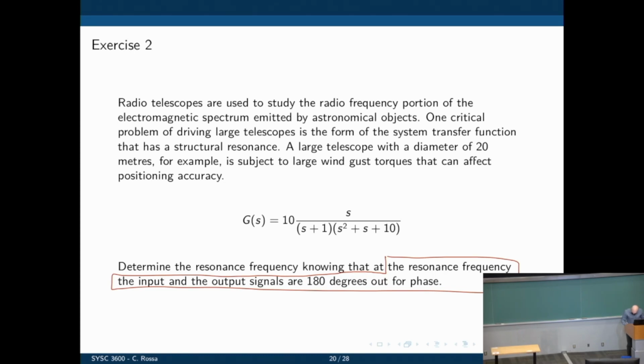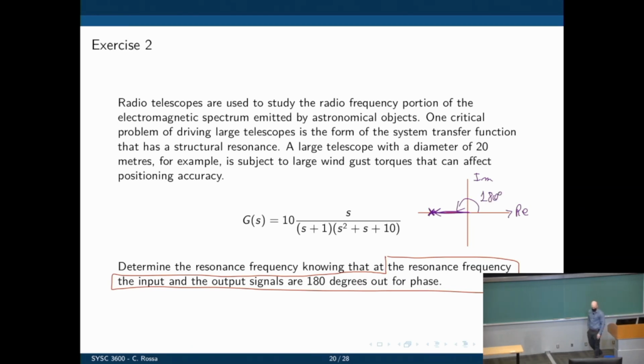In fact, if we plot the imaginary and the real component of the transfer function, and we are 180 degrees out of phase, then it's going to be somewhere around there. So this is the imaginary, this is the real component, and this is 180 degrees.